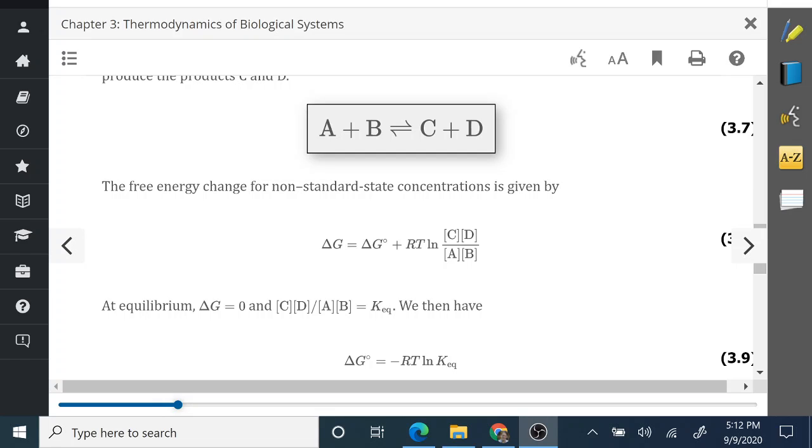Hello, this will be our first video in a series in Chapter 3 for Garrett's Biochemistry. So in this video, we're going to consider some thermodynamic concepts, and we're going to be looking at delta G and delta G naught, and also KEQ.